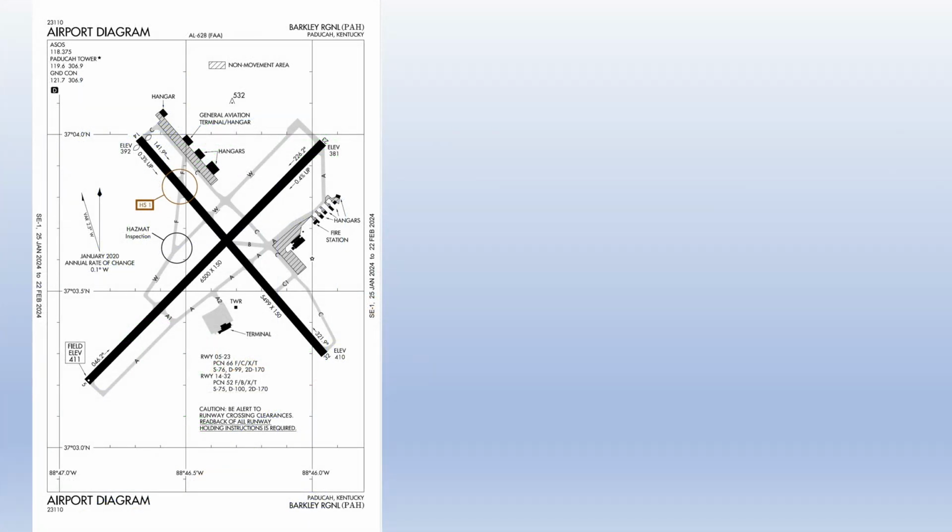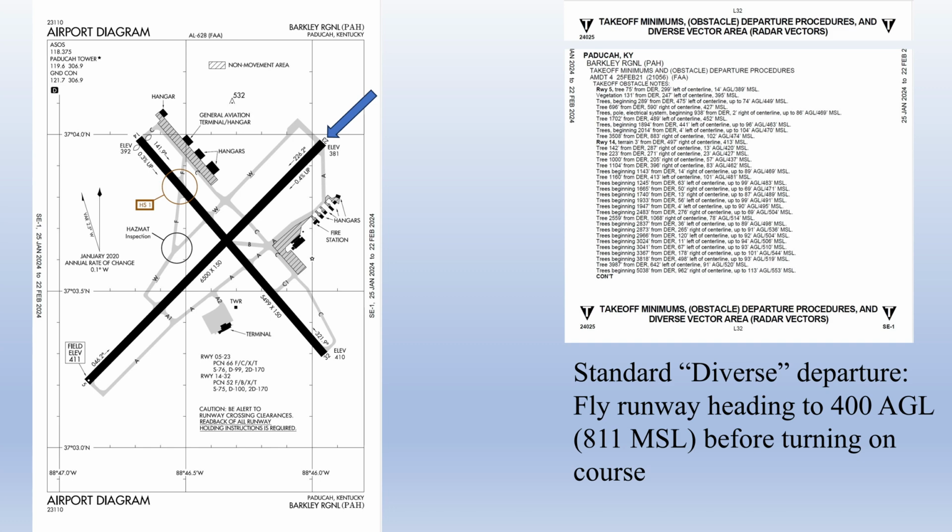We'll plan to depart runway 23 at Paducah. We've checked the departure procedures there. There are numerous obstacle departure notes, but no obstacle departure procedures or non-standard takeoff minimums. So we can fly the standard diverse departure procedure of flying runway heading to 400 feet AGL, which will be 811 feet on our altimeter before we turn on course. And it won't be much of a turn, as the VOR is about 3 miles off the end of runway 23.